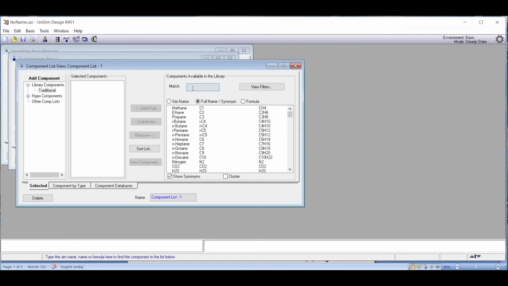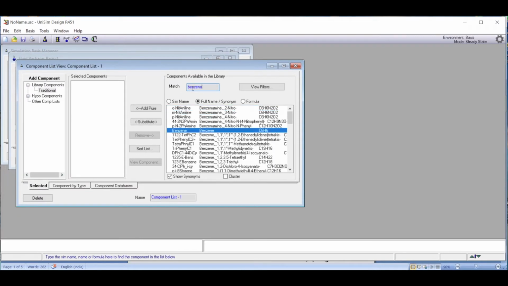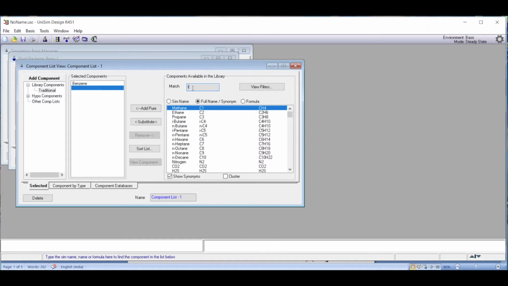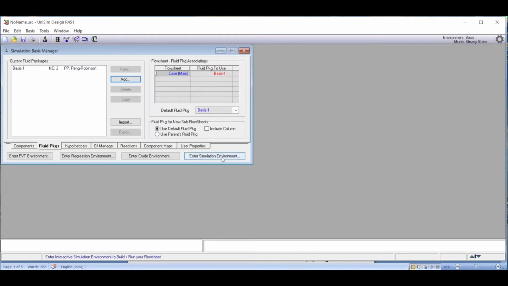So we put benzene, and then we go for toluene. These two components have been chosen, and Peng-Robinson has been chosen, so we can close this and go directly into the simulation environment.